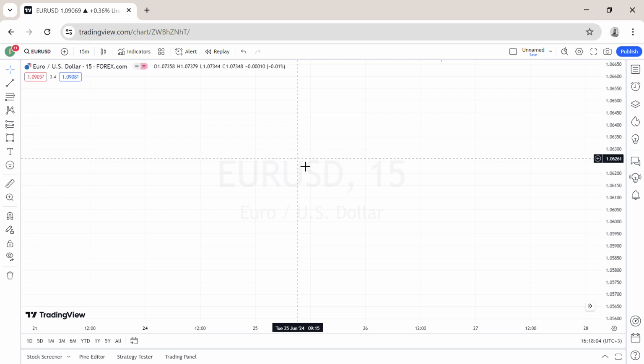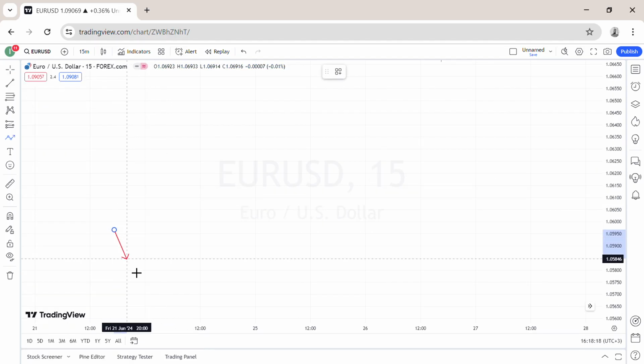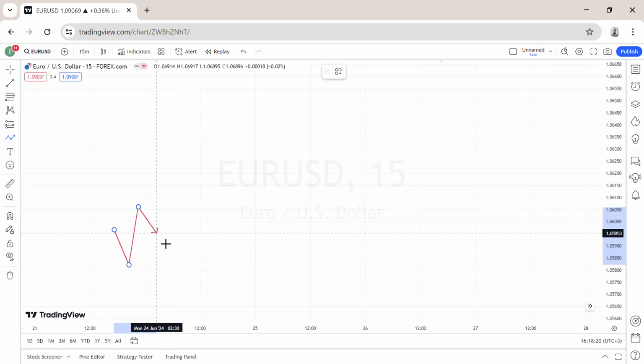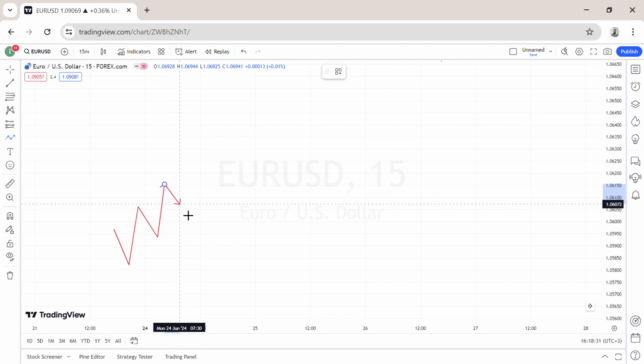Hello, without wasting a lot of time, where is the best place to have your stop loss once you make an entry? So, assuming this is the order flow, the continuous break of structure to the upside, okay.